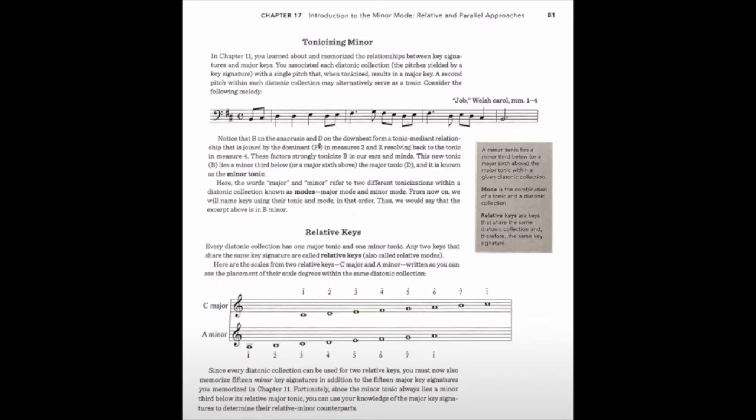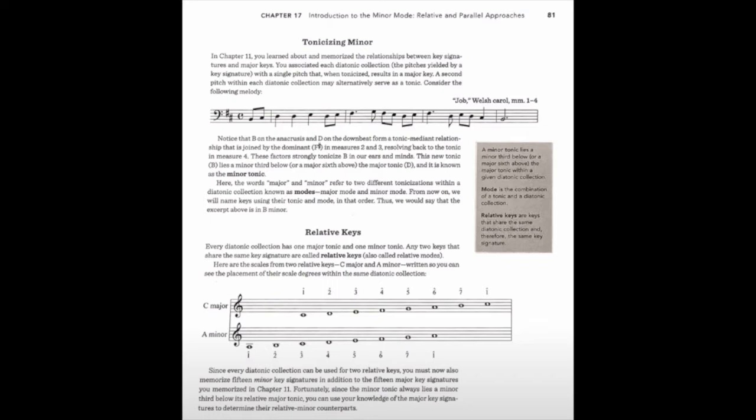We did the same thing with tonicizing minor. Let's look at this Welsh carol called Job. It's in B minor. Okay, so we had scale degree 1, Do, Re, Mi, and that goes up to the Fa. Well, there you've outlined your triad. So again, that was pretty easy to do.